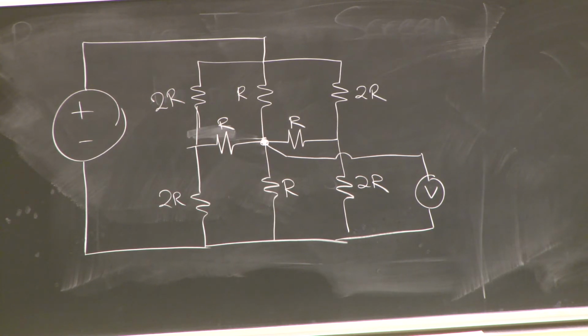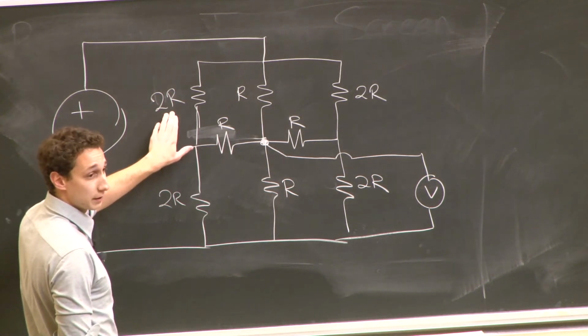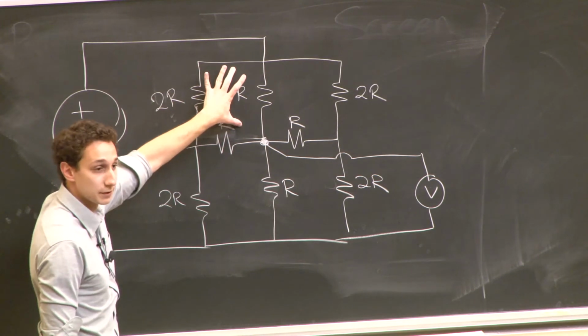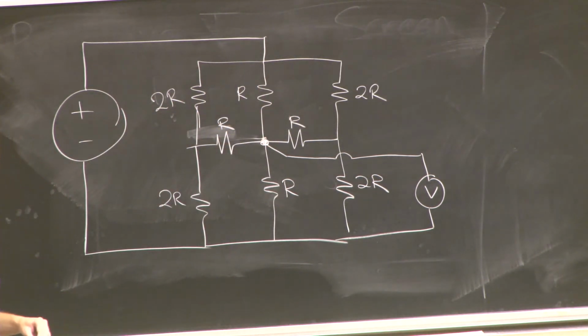Anyone have any suggestions? Yes? Go ahead, Nan. The first two R and the two R are in parallel? These up here. So you're saying that this resistance right here, this 2R, is in parallel with this resistance, which is in parallel with this resistance? Is that true? No, sorry, no. It's a good suggestion, yeah.